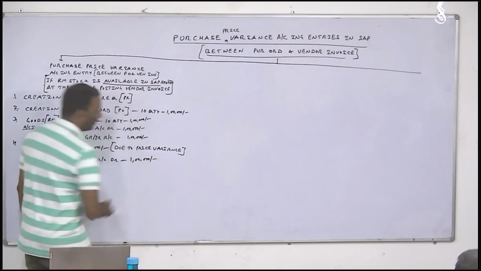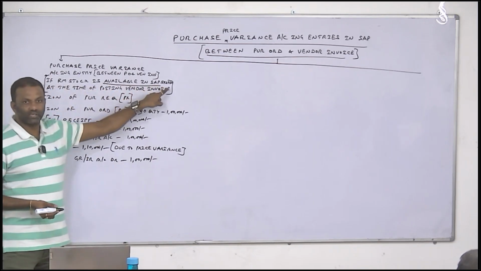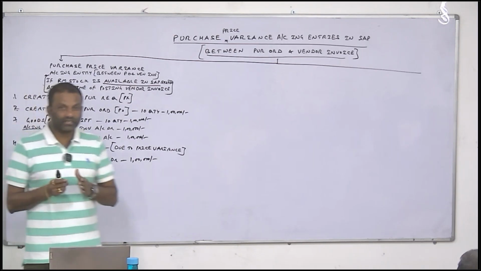How much? 1 lakh. Right? But here, what is the scenario? If raw material is available in the SAP system, that means the organization has not consumed it.